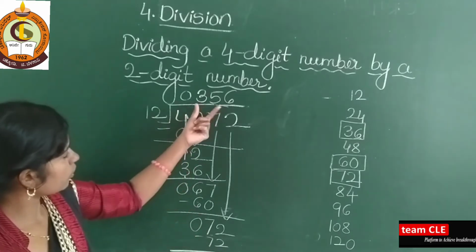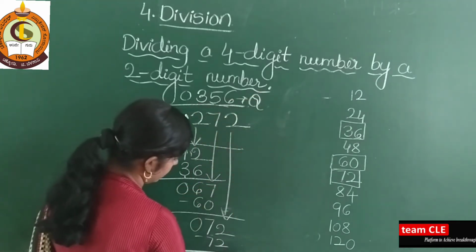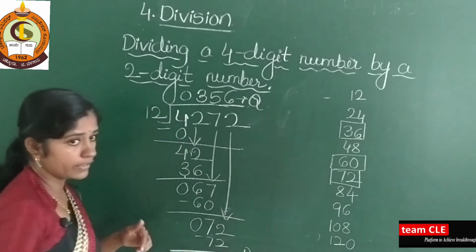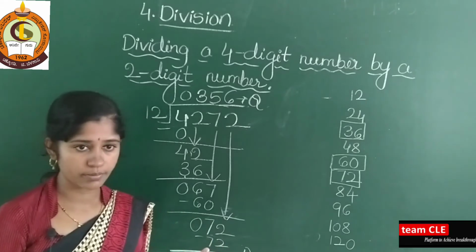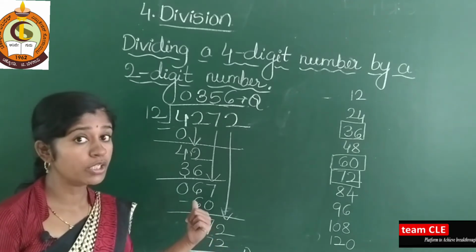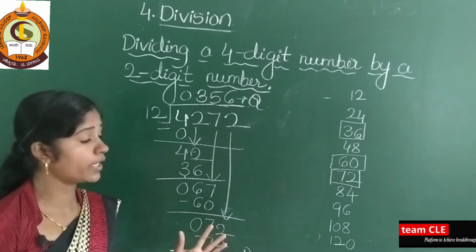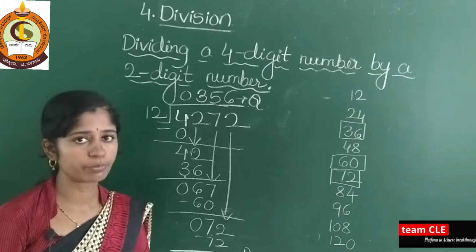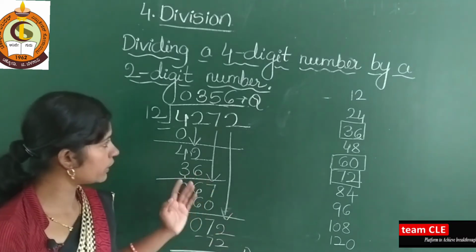12 6s are 72. So here this is the quotient and this is the remainder. In the next class you will learn to verify your answer, which means we have to check whether our answer is correct or wrong. Okay. I will teach you that in the next class. Dear students, for this you need more practice, so please keep practicing the examples. I hope you understood this.